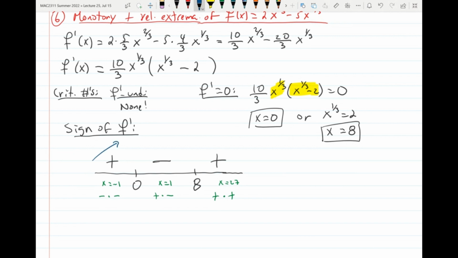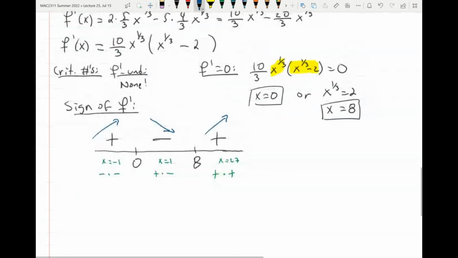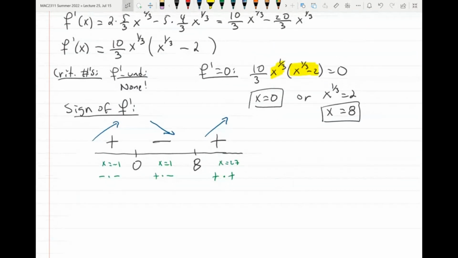So what is this telling me? Here the function is increasing. Here the function is decreasing. And then here the function is increasing again. So we immediately can now determine the relative extrema. We have the monotony in this picture. No need to actually write all the intervals, etc., because this picture is telling us everything we need.